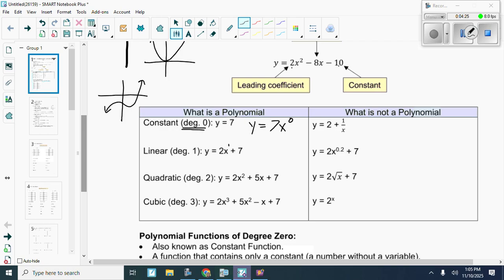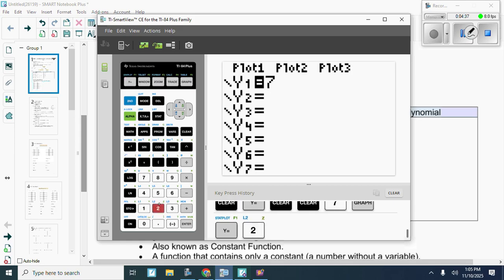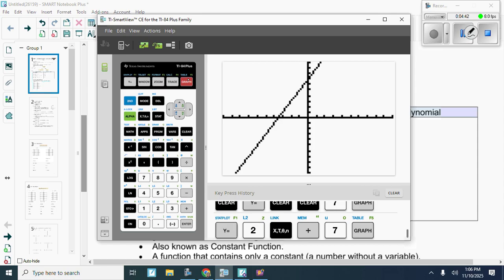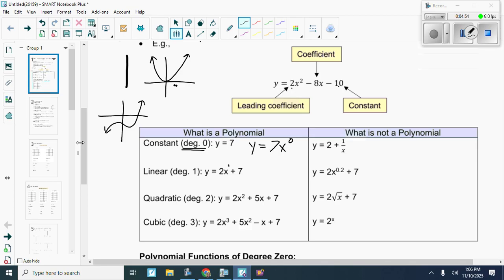A linear line is still a straight line, but now it's got a bit of a slope. It just angles a bit. So 2x plus 7 looks like this. This is your straight line, but it has a little bit of a slope to it. A quadratic is our degree 2, and this is what I showed you up here. This is the parabola. This is our quadratic.